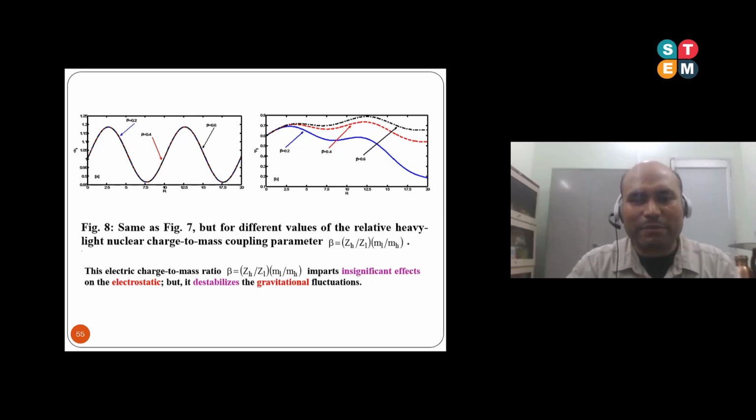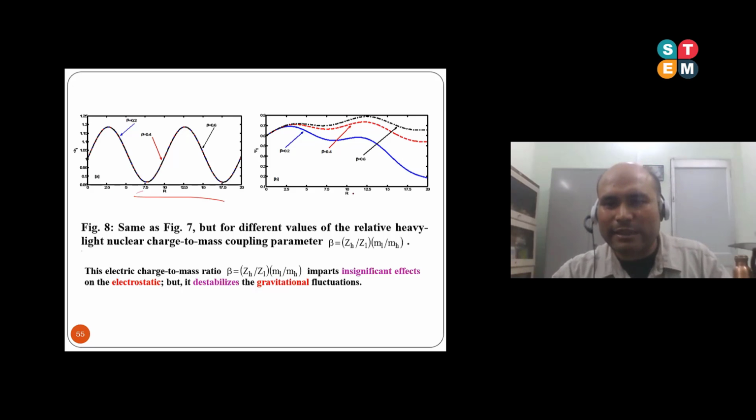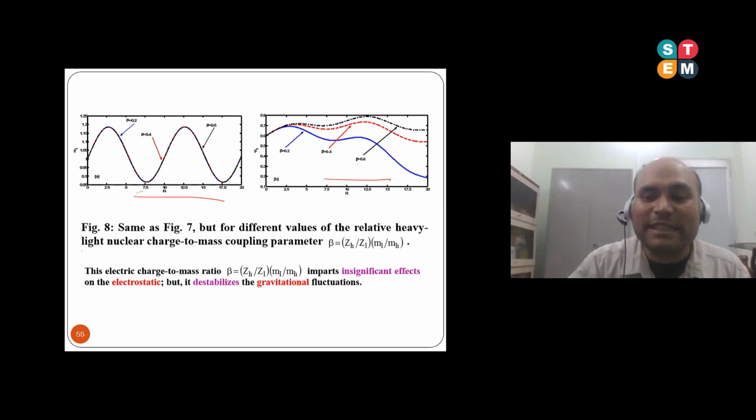And these are similar profiles of the perturbations. Here again we see that the charge to mass ratio imparts an insignificant effect on the electrostatic perturbations, whereas it has a sensitive effect on the gravitational fluctuations. That is a destabilizing effect.